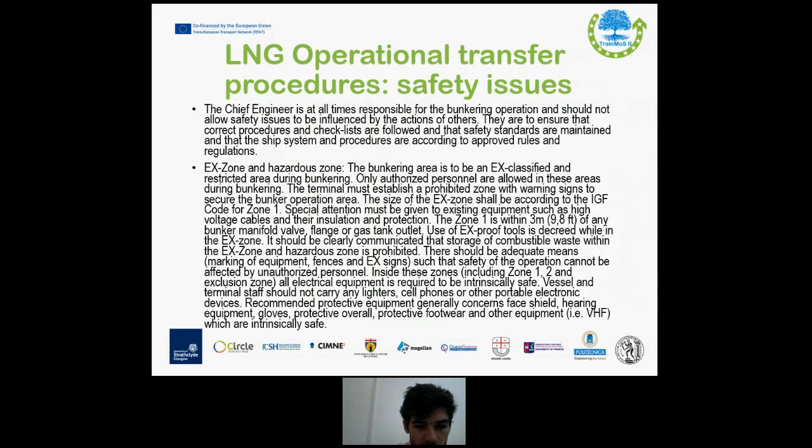It should be very clearly communicated that storage of combustible waste within the X zone and hazardous zone is prohibited. There should be adequate means, marking of equipment, fences, and X signs, such that safety of the operation cannot be affected by unauthorized personnel. Inside these zones, all electrical equipment is required to be intrinsically safe. Vessel and terminal staff should not carry any lighters, cell phones, or other portable electronic devices.